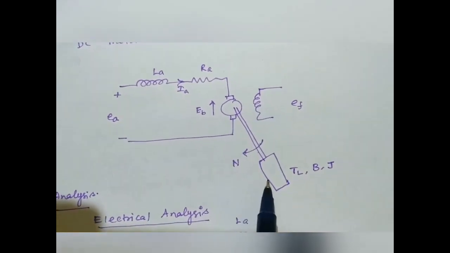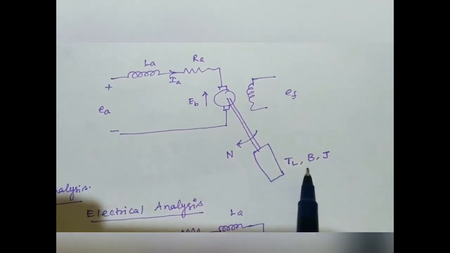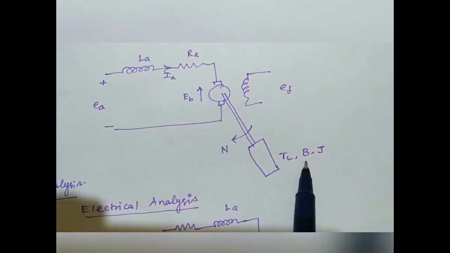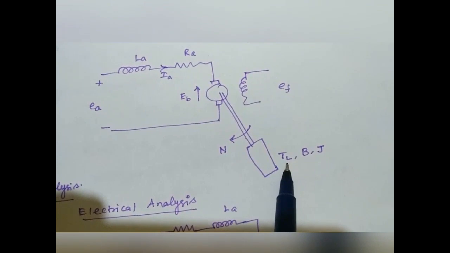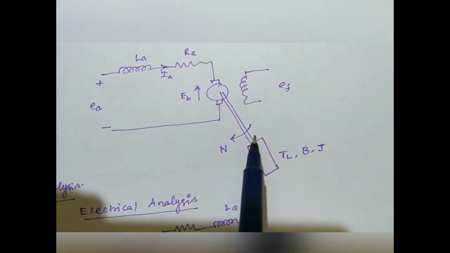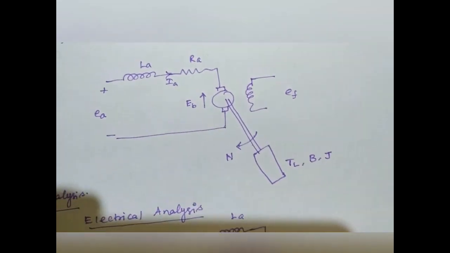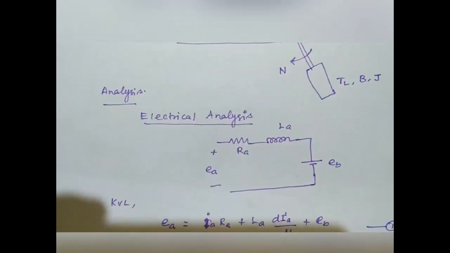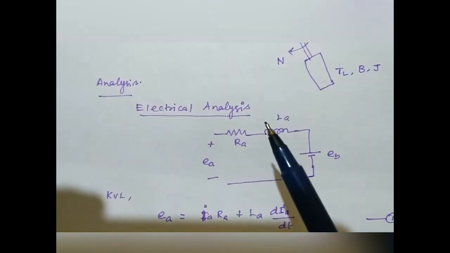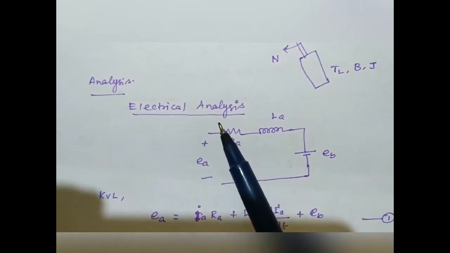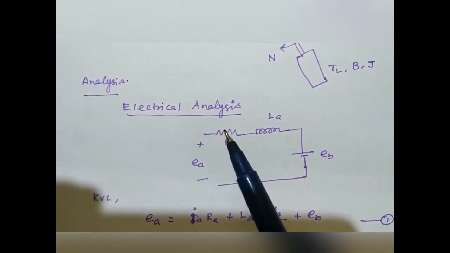The motor is loaded with a load having the moment of inertia J and the frictional coefficient P, and a load opposing torque TL. The motor is running with the speed of capital N. Now the analysis can be divided into two parts. The first one is electrical analysis, and the second one is mechanical analysis.